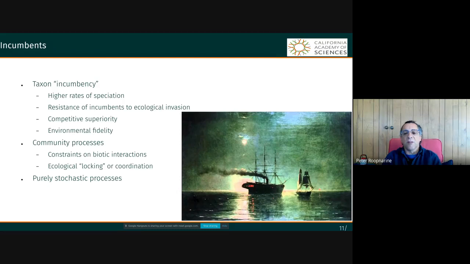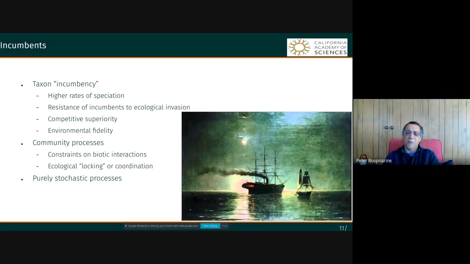There are ideas that this is something that's not a species property, but a community level property. So there are constraints on biotic interactions. Once a community is formed and it has a certain set of interactions, you really can't change it. It's resistant to change. Ecological locking or ecological coordination. Those examples also do not stand up to scrutiny. They produce theoretically very, very fragile communities. And in contrast, what we see is a lot of robustness of communities. These communities are pretty much the same, but they do have considerable flexibility.